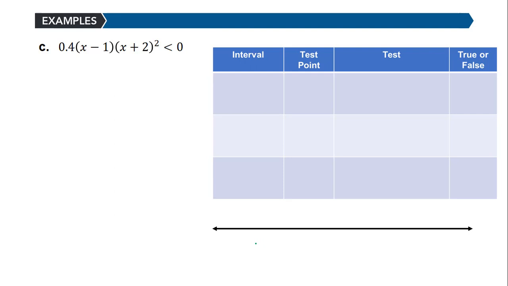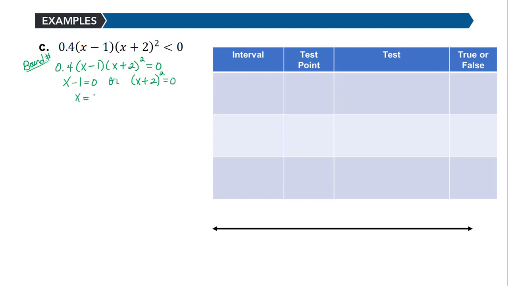This next one is 0.4 times x minus 1 times x plus 2 quantity squared is less than 0. And so this one is already in factored form. When I try to find my boundary numbers, I'm just going to set this equal to 0. So I get 0.4 times x minus 1 times x plus 2 quantity squared equals 0. And when I solve this, I just set those variable factors equal to 0. So I get x minus 1 is equal to 0, or x plus 2 squared is equal to 0.